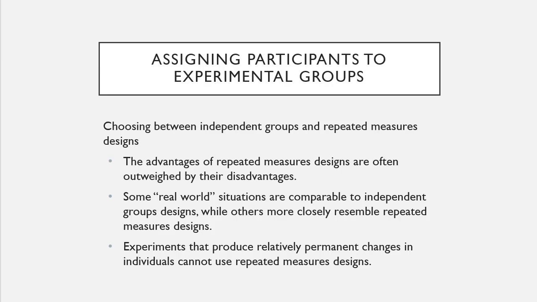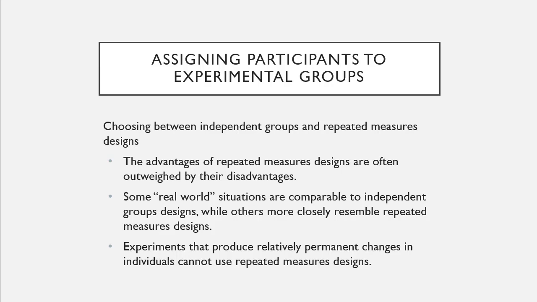When we are producing relatively permanent changes, we can't use the repeated measures designs because you can't undo changes if you have to do counterbalancing. So if we find out that the order that we introduce the stimuli makes a difference and it's going to lead to permanent change, like in a drug trial, you can't undo that order effect if you've already done it within a repeated measures design.